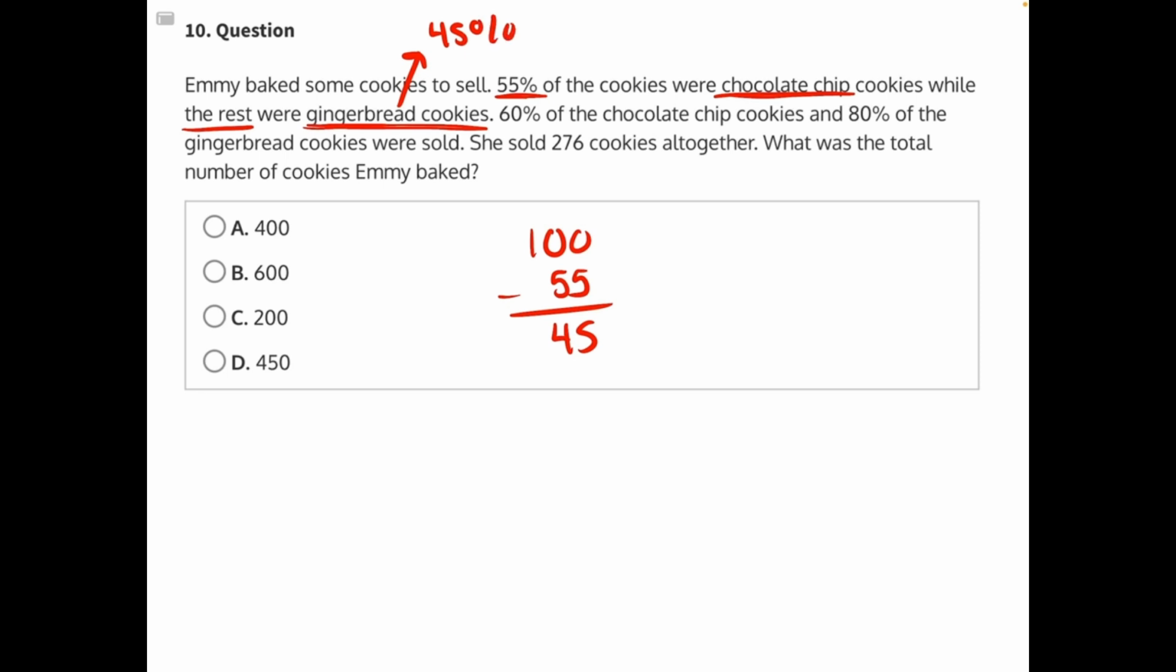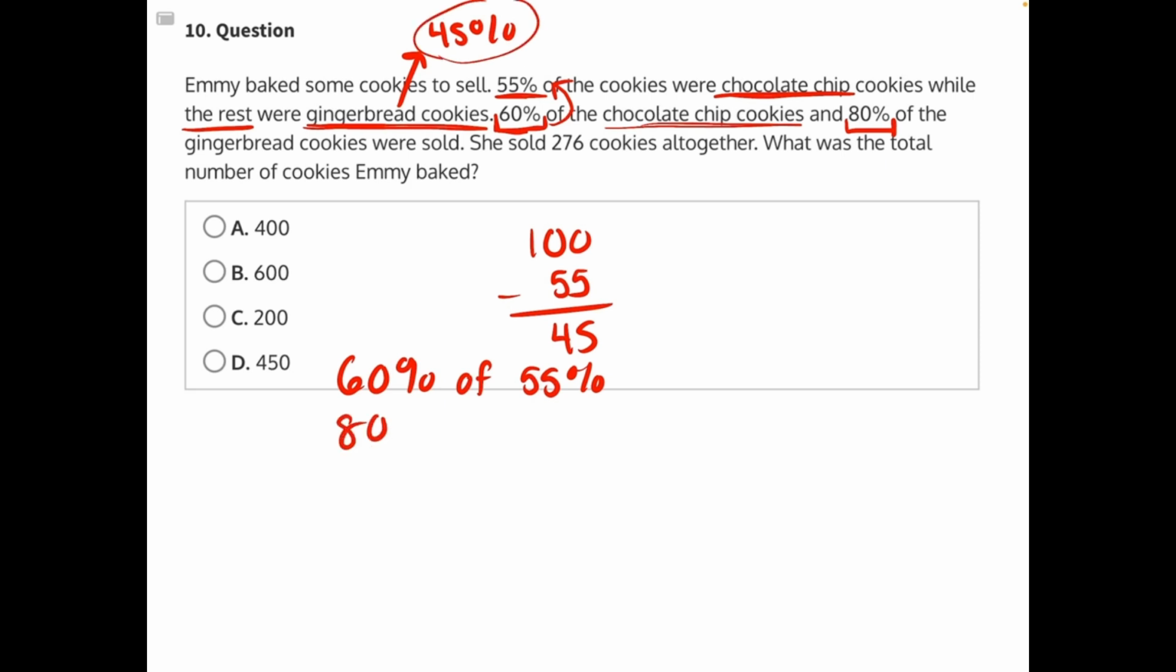In order to figure out the total number of cookies she baked, we need to find 60% of the amount of chocolate chip cookies she made, which is 55% of the total cookies made. So we're finding 60% of 55%. And then we're going to need to do the same for the gingerbread cookies. Find 80% of the gingerbread cookies, 80% of 45%, which is how many gingerbread cookies were made.